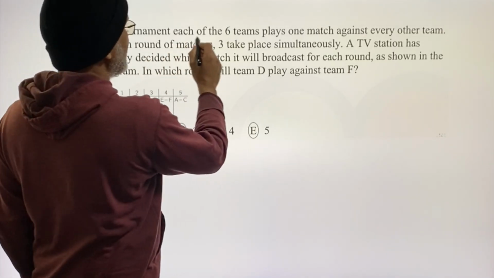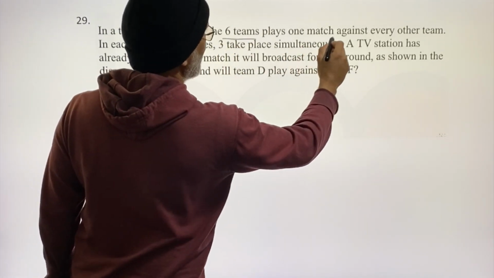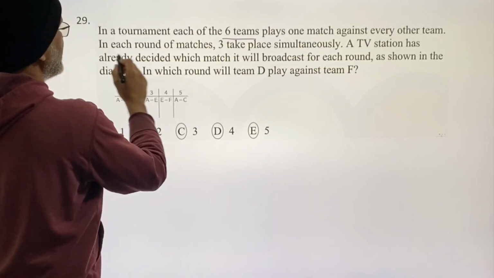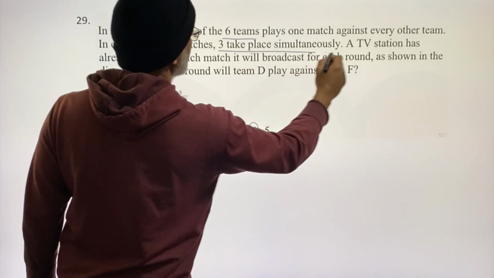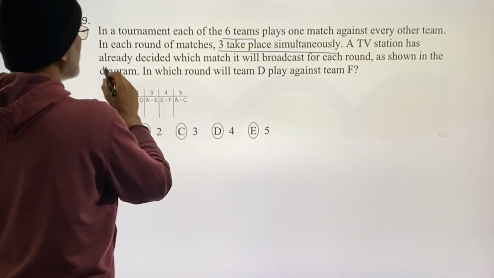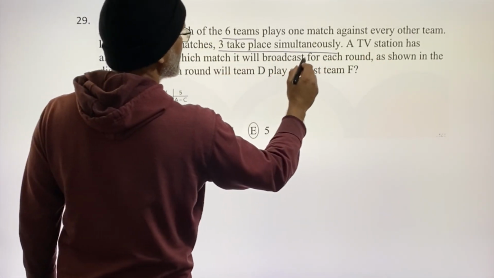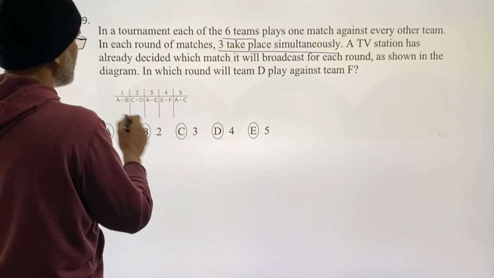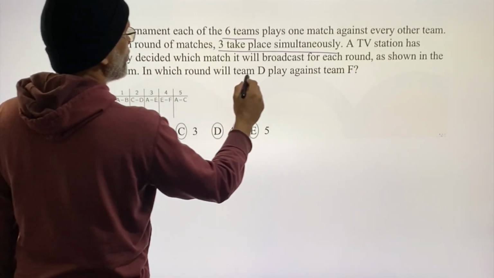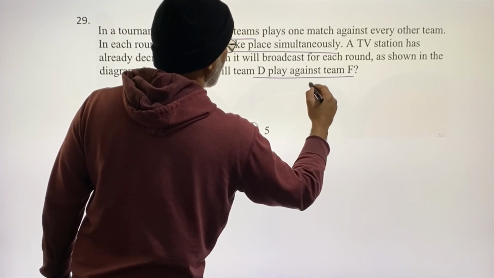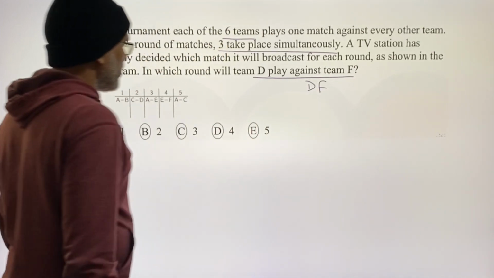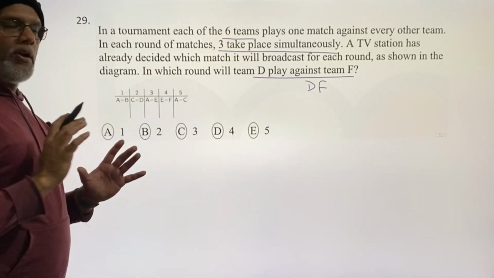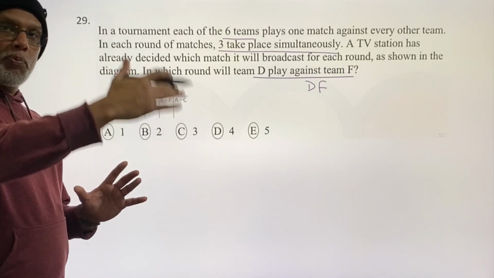In a tournament, each of the 6 teams plays one match against every other team. In each round of matches, 3 take place simultaneously. A TV station has already decided which match it will broadcast for each round, as shown in the diagram here. In which round will team D play against F? So DF.